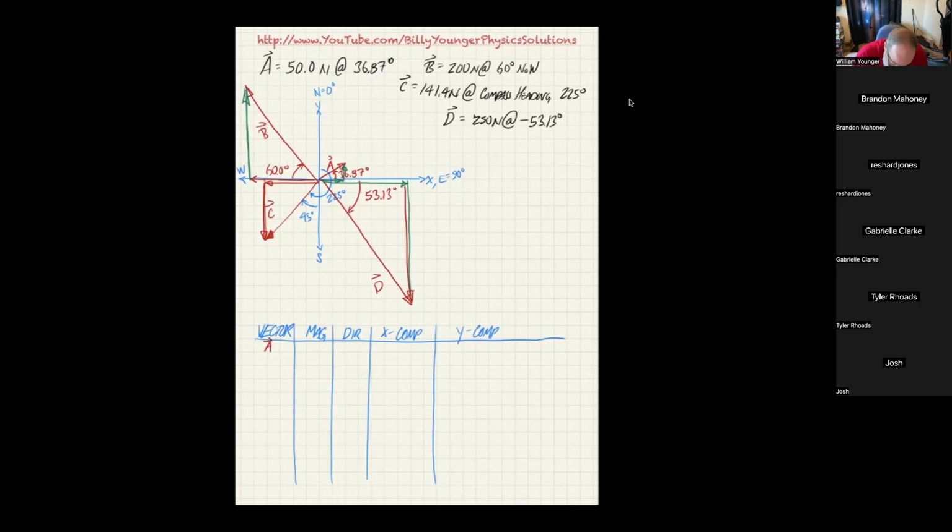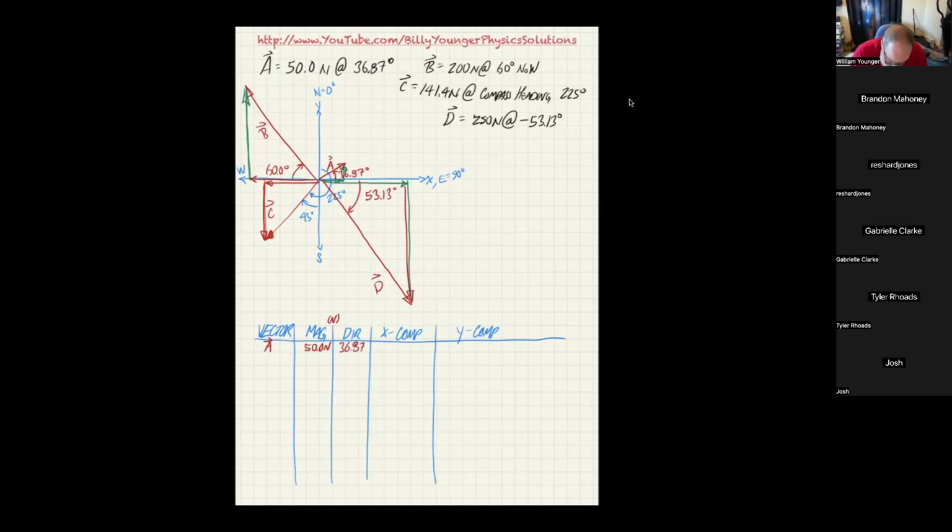So there's my vector A. Its magnitude is 50.0 newtons. And you might even stick a newton in parentheses up there so you don't have to write the unit every time. This one's at 36.87, so you can just put it as the standard form.